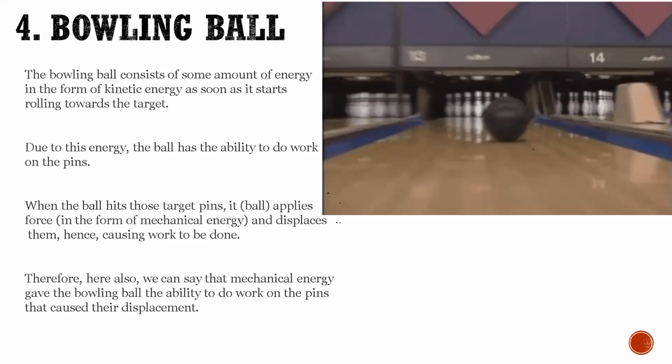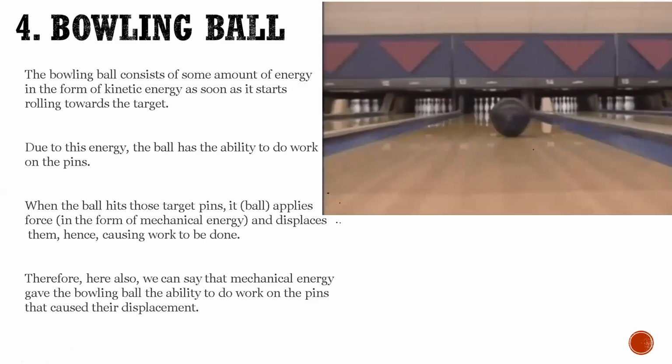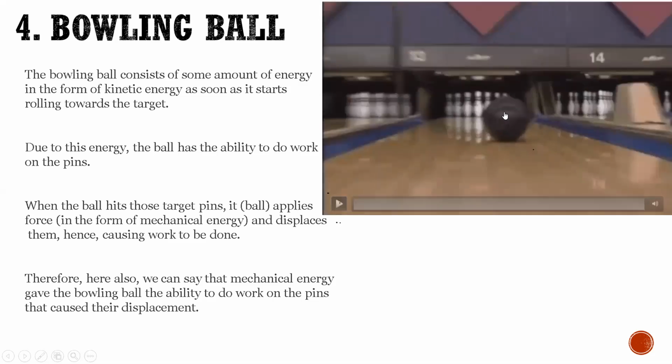So the rolling ball here has kinetic energy when it starts moving. The ball is at rest; when it starts moving, it has kinetic energy. Once it has kinetic energy, it goes to the pins and hits them. So it has a mechanical energy that is used to hit the pins. Is it clear? Yes, it is.